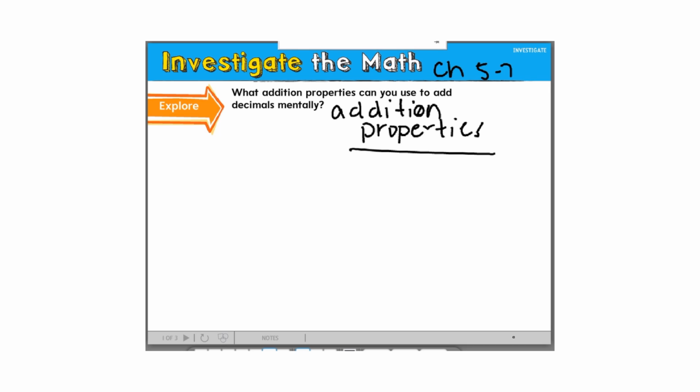Basically, all of these properties are going to help you in adding up problems and hopefully solving some of them in your head without having to do all the math. So it's kind of like a mental math lesson. As I told you before, you've learned about these properties before. This is like a review.